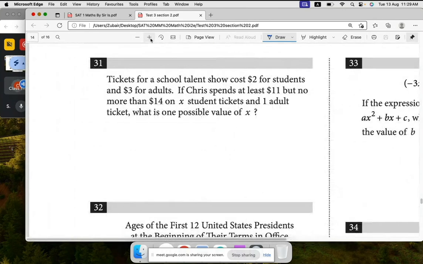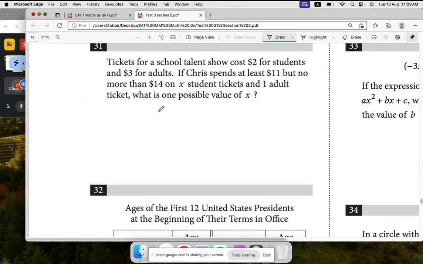Okay, without options. Tickets for a school talent show cost $2 for students and $3 for adults. If Chris spends at least $11 but no more than $14 on x student tickets and one adult ticket, so x into 2 plus 3, no more than 14. What is one possible value of x? 2x is less than or equal to 11, x is less than or equal to 5.5. So students are basically less than 5.5. One possible value could be 5.